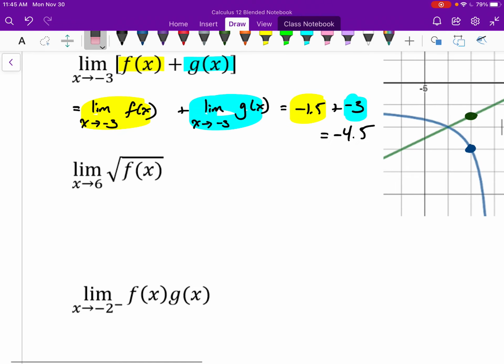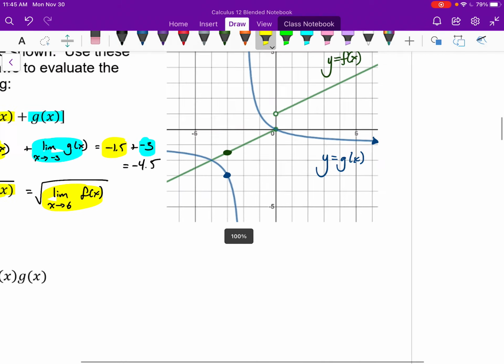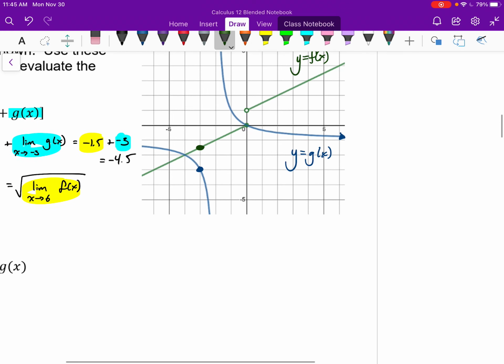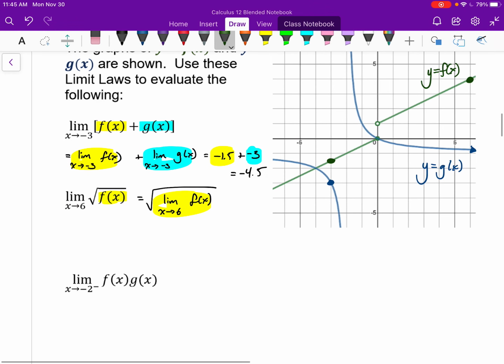Okay, next, the limit as x approaches 6 of the square root of f of x. Well, as we saw before, I can focus on just the limit as x approaches 6 of f of x, and then square root that. So let's look at f of x as x approaches 6. As x approaches 6, I'm right here, and I can see the limit as x approaches 6 is 4. So then I'm going to have the square root of 4, which is 2.